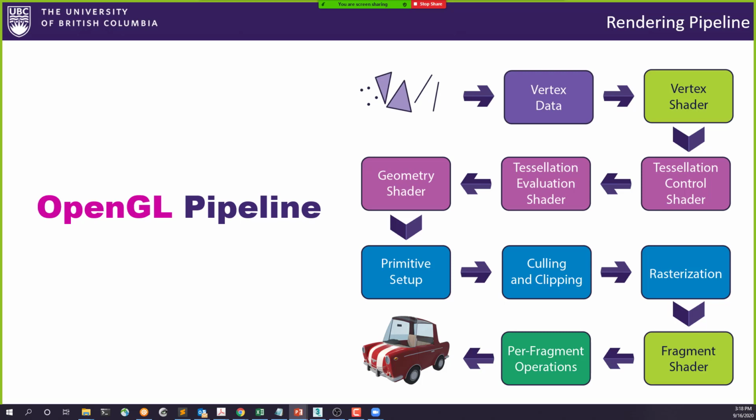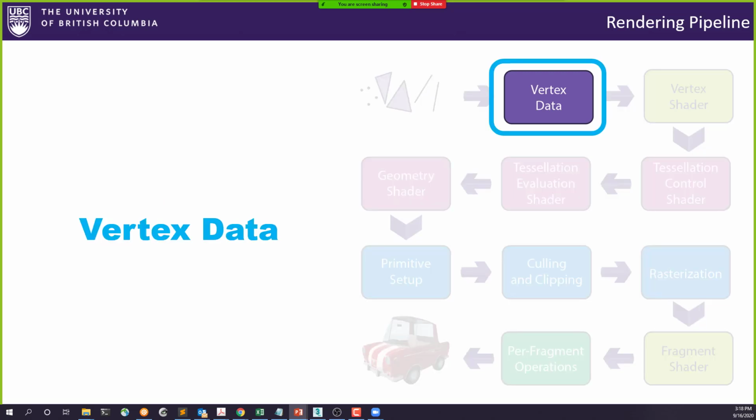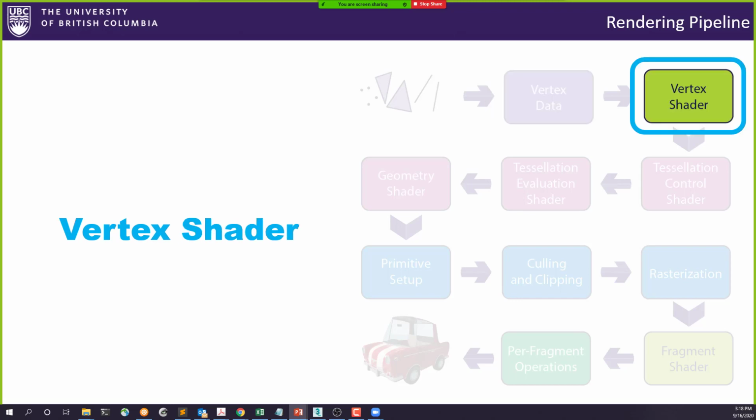Okay, so now let's talk about the first section, the vertex data. This is basically the application stage that we already said, right? This is the one that collects everything, all the geometry and scene data, and passes everything to the GPU, okay? So we already said everything about this section in particular. Now let's talk about the vertex shader.